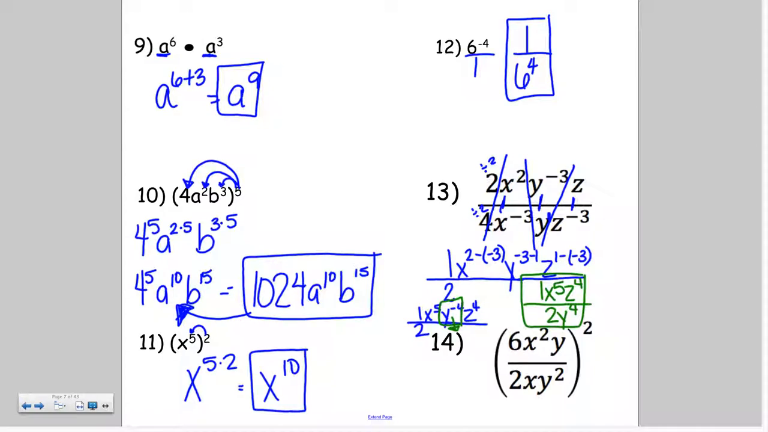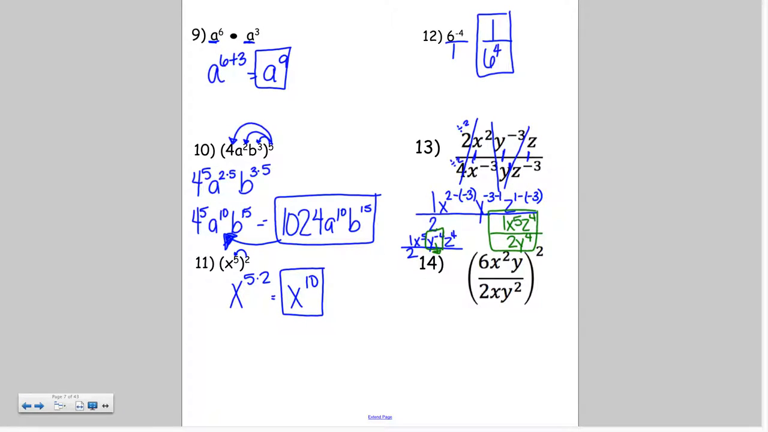All right, I'm going to extend this page just a little bit so we have room to do number 14. All right, this one's a little bit different because we need to distribute this 2 to everything inside of the parentheses, okay? So we'll have 6 squared, x, and we have a power to a power, so we're multiplying. And then this is going to be a 1 there, so 1 times 2. Now, we need to do the bottom the same way, so 2 squared, x, and that's 1 times 2, y 2 times 2. All right?